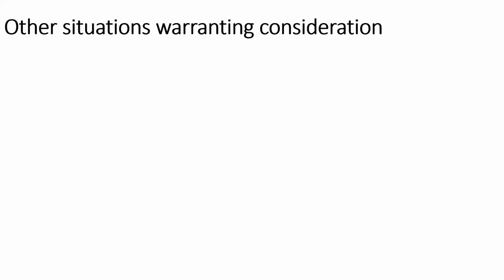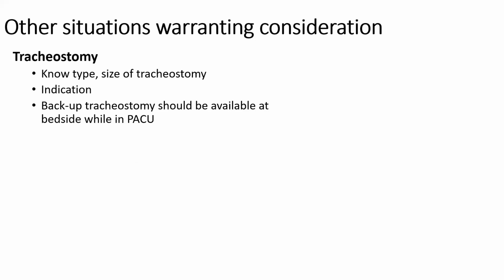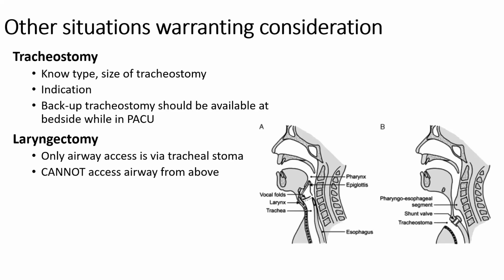And so other things I just wanted to touch on, patients who come out with a tracheostomy, you should always get information about the type and the size of their tracheostomy, why they had to have a tracheostomy, and there should be backup equipment. Often they should have a backup tracheostomy at their bedside. And if they don't come out with that, just making sure that we can obtain those things.